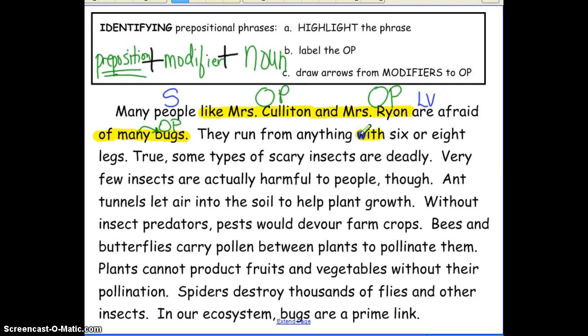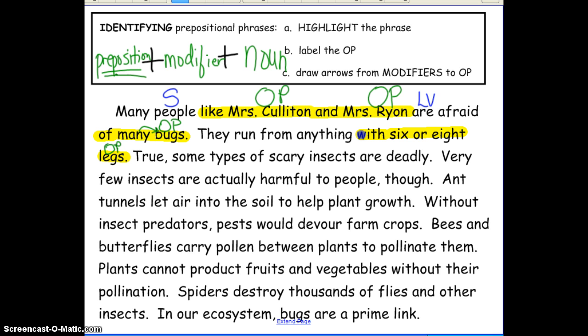So I've got to keep going to see, is there a noun? Is it talking about with what? With 6 or 8 legs. Very good. So, Nick, which word do I want to label as the object of the preposition? Which one is the noun at the end of the phrase? Legs. Legs are nouns. We can see them. So what are 6 or 8 doing in that phrase, Cassidy? They're the modifiers. They're describing how many.